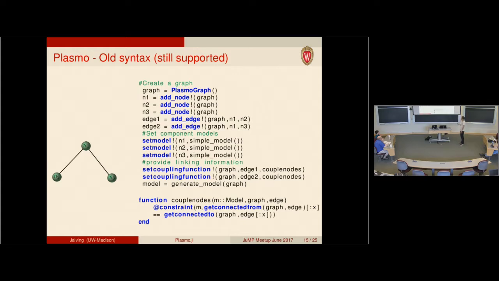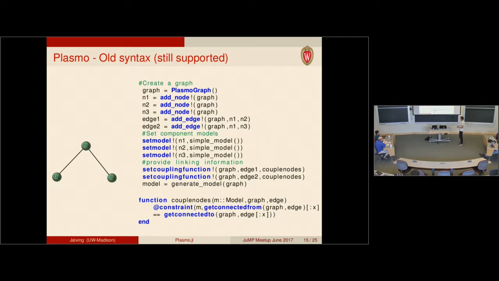So the old syntax, just an example of how this might look for a really simple problem. Imagine you have a graph with 3 nodes and 2 edges. You can just create a graph, or PlasmoGraph. You can add three nodes to that, and connect them with the 2 edges. Say I just have some simple model which has some variable x. I can just set the model on those nodes. And then originally how I did this was I provided a coupling function which would take a graph argument, an edge, and then this couple nodes function, which was a function that required a very specific signature.